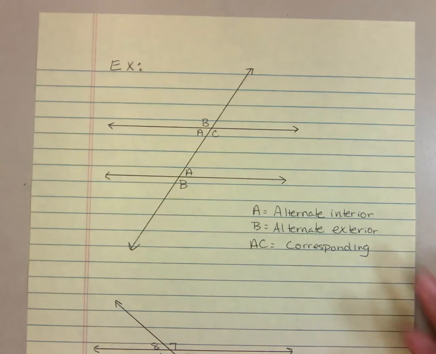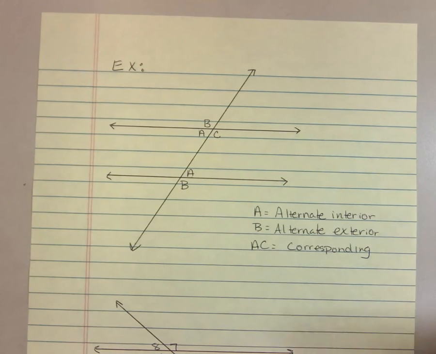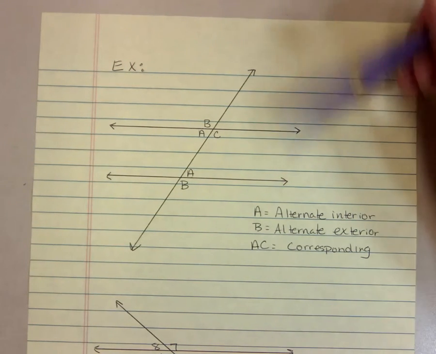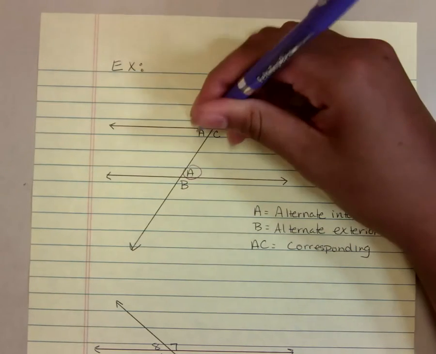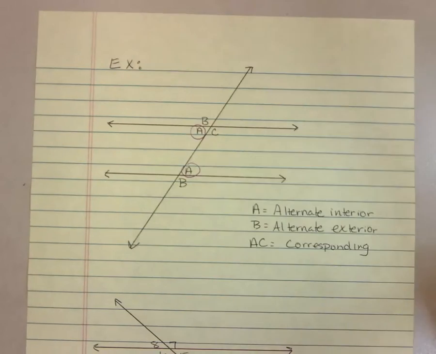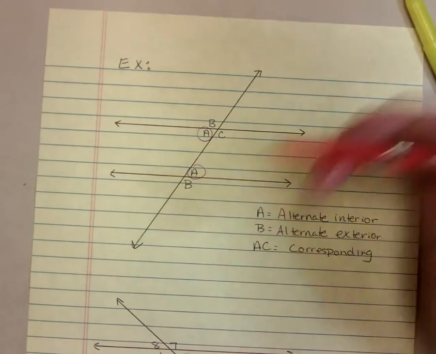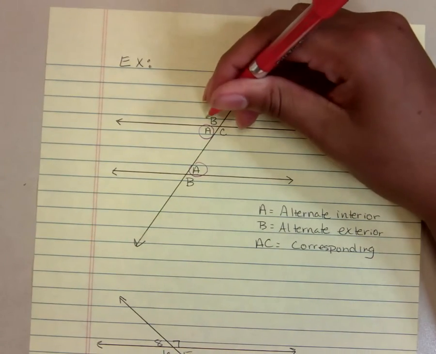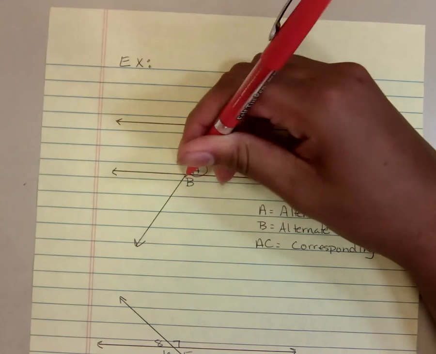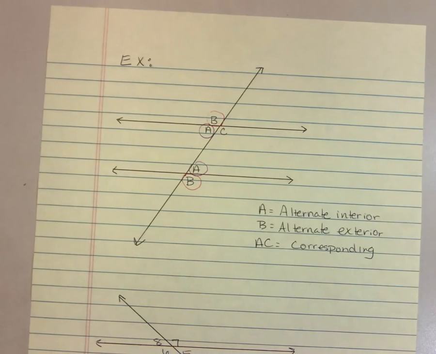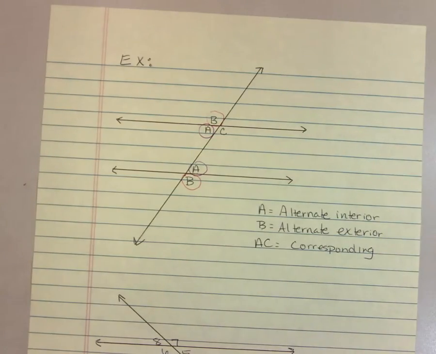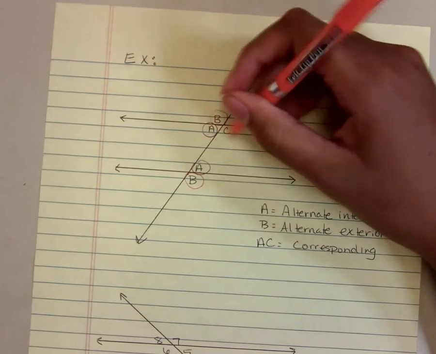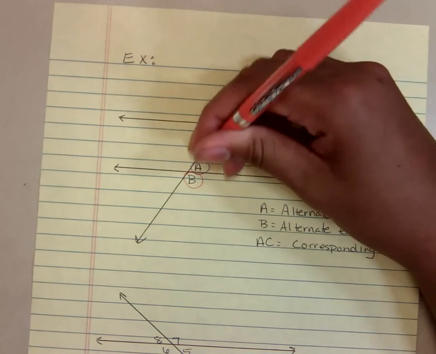Some more examples of these angles are: the angle A's are alternate interior angles. The angle B's are alternate exterior angles. And angle A and angle C are corresponding angles.